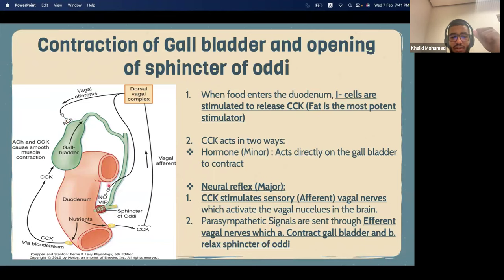And then it also releases nitric oxide and VIP, which again links all the lectures together. Whenever you see nitric oxide, it always causes relaxation, and this comes in the motility lecture, I think. So it relaxes the smooth muscle and the sphincter of Oddi, causing bile to move right into the duodenum. Okay, all clear until now?